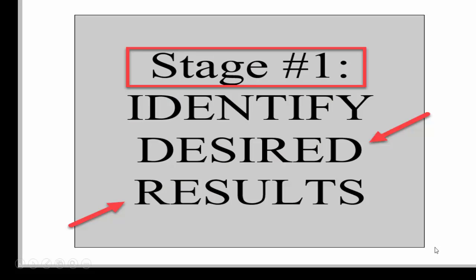Stage 1, Identifying Desired Results. The Understanding by Design template is broken down into three stages. This is the first stage, Stage 1, Identifying Desired Results, and it consists of three major parts: transfer, meaning, and acquisition.